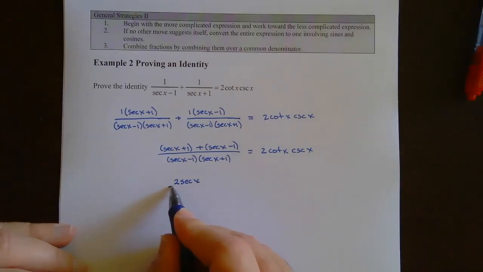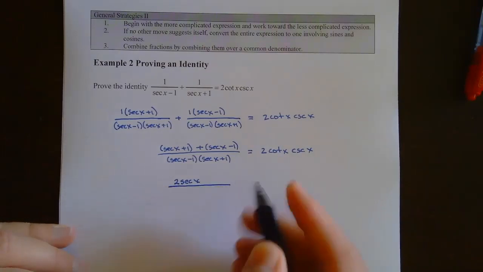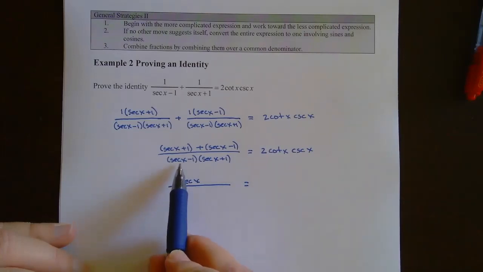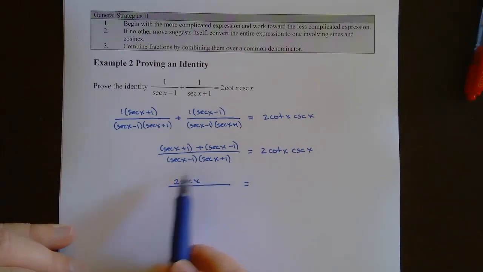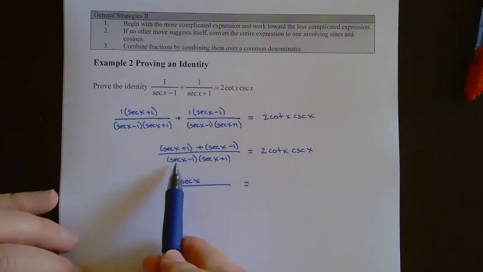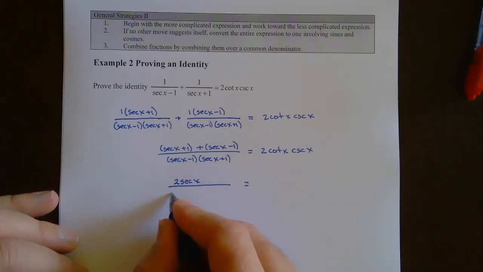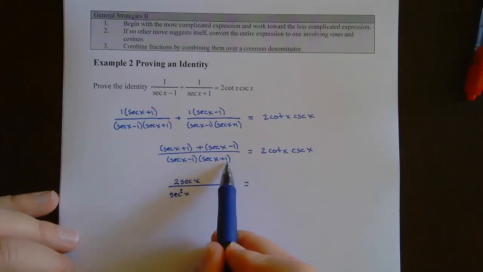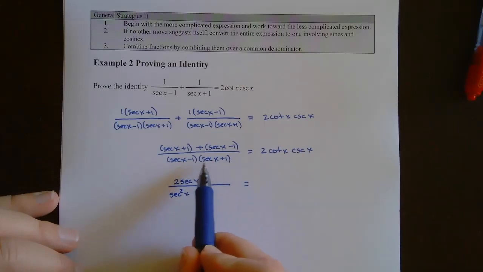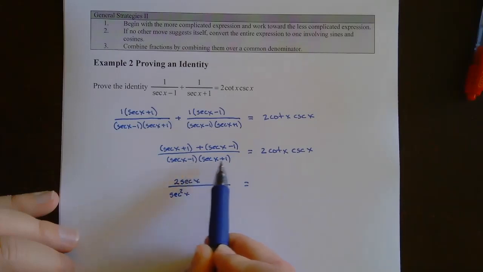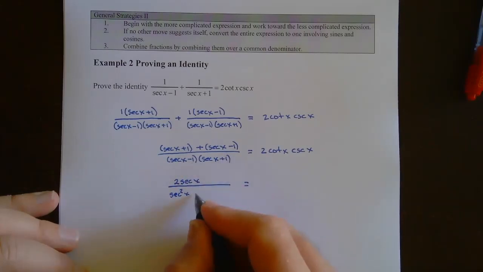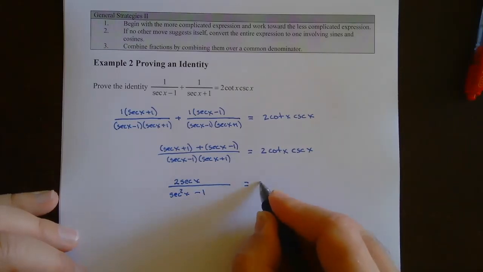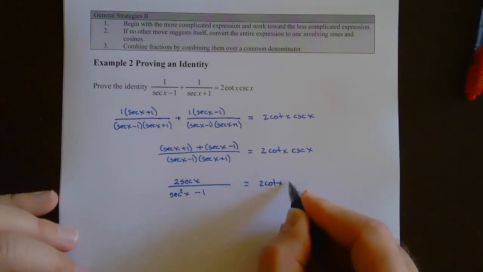Now, over secant x minus 1 times secant x plus 1, that's multiplying a difference of squares. So this is going to become secant x times secant x, which would be secant squared x. Secant x times positive 1, and we're going to combine that with a negative 1 times secant x. Well, that would cancel each other out. And so then we would be left with negative 1 times positive 1, and negative 1 times positive 1 is minus 1. And this is equal to 2 cotangent x cosecant x.